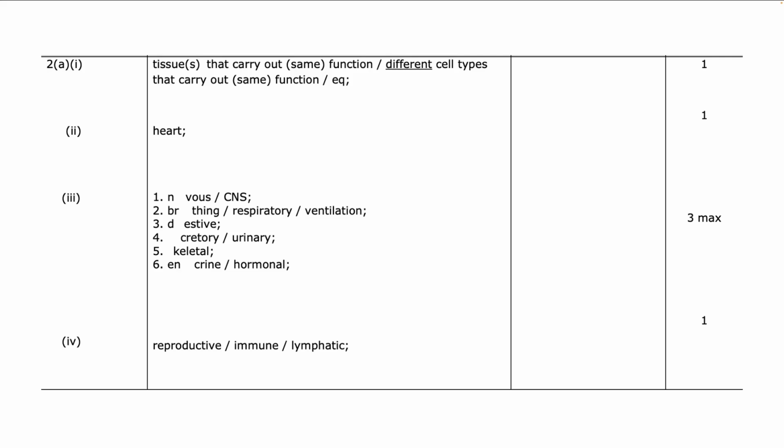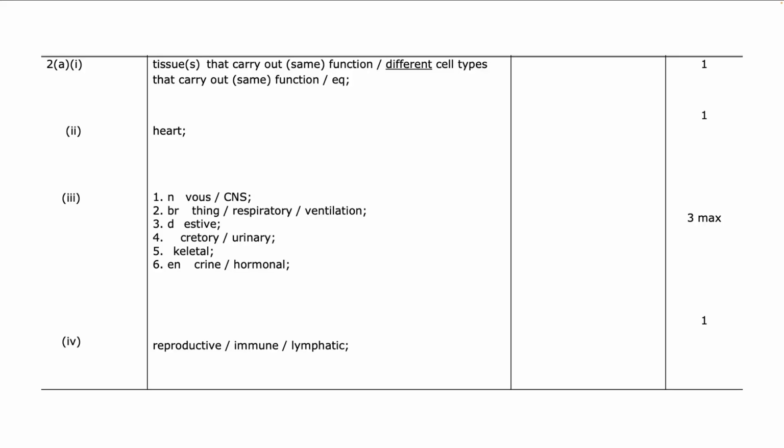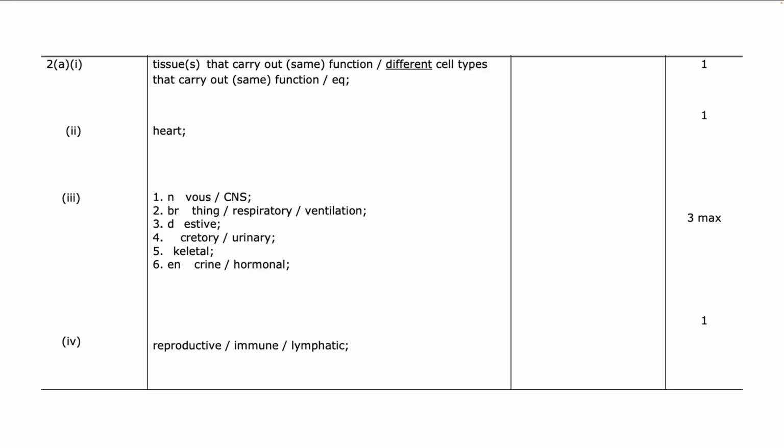Anyways, for the next part, the only labeled organ in the circulatory system was the heart, as you can see. And for the 3 systems, you really could have named any. I named the 3 that I covered in this video, but there is also the skeletal system, as you can see. Some of the rat's bones are there, and the endocrine system, which is the hormonal system, the system that releases hormones in your body. And finally, for that last part, again, you could have named any system that wasn't there. I chose the reproductive system, but the immune system could also work. Key takeaway here is, as always, any valid answer will get you the marks.